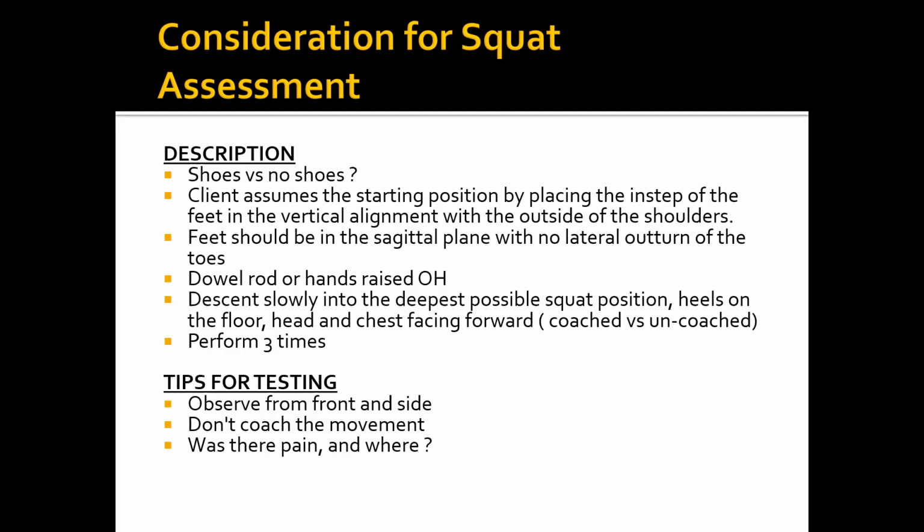All right. Simple: you do not coach the movement. You're going to give them these instructions. You want their feet to be in the sagittal plane, no out turns of their toes, in alignment with their shoulders. The dowel rod is simply placed overhead, and you tell them to slowly descend into a squat the deepest they can, keeping their heels on the floor, head up, and chest facing forward. You do not coach them with the movement. You do not give them corrections, and you have them perform it 3 times. We want to observe natural, normal movement.